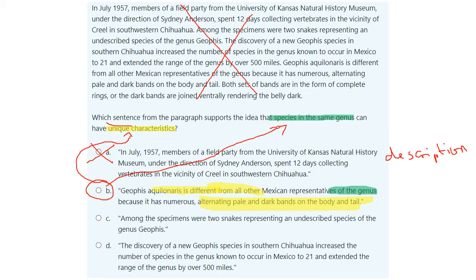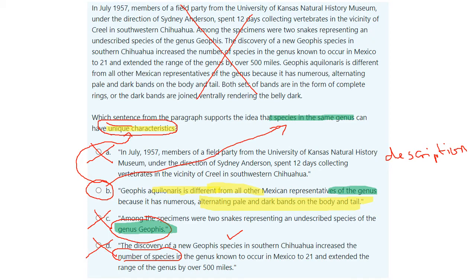C, among the specimens taken were 2 snakes representing an undescribed species of the genus Geophis. Well, we do have something about a genus, but in answer C, we don't have anything about different characteristics. So C cannot be correct. And then D, the discovery of the new Geophis species in southern Chihuahua increased the number of species in the genus known to occur. Increased the number of species. It did not have anything about characteristics. So although the species is included in answer D, the characteristics is not. So D cannot support the idea that we are given.